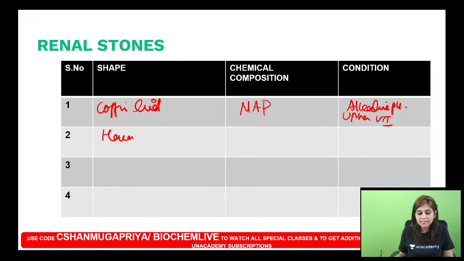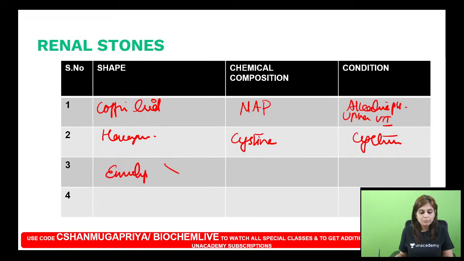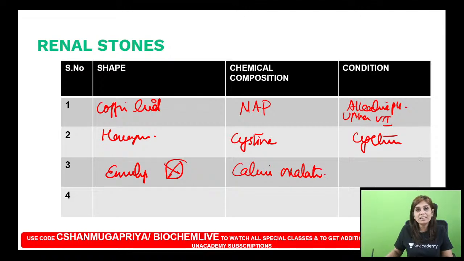And the second one I showed you is hexagonal crystals. Hexagonal is 6, and that is a feature of cystine stones. The condition is cystinuria, wherein there is a defect of a neutral amino acid transporter which reabsorbs cysteine, ornithine, lysine and arginine. And then envelope shaped crystals. In the center there is an X. X stands for calcium oxalate. In which condition do you find calcium oxalate crystals? Whenever there is low citrate available in the tubular fluid.